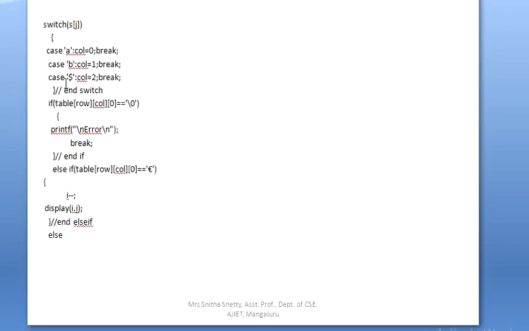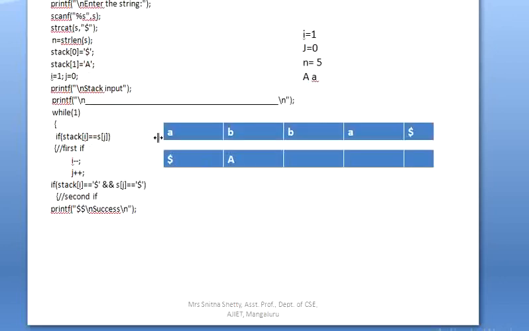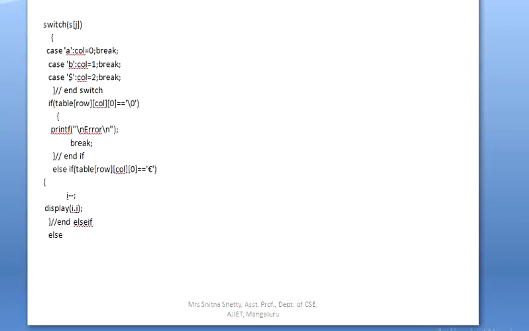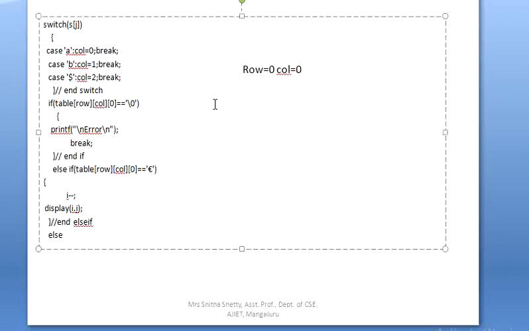Next, now case A. Switch S of J. What is J? J is 0. What is S of 0? S of 0 is small letter A. If it is small letter A, column equals 0. So I am taking row equal to 0 and column equal to 0. Now because S of 0 contains A, row equals 0, column equals 0.